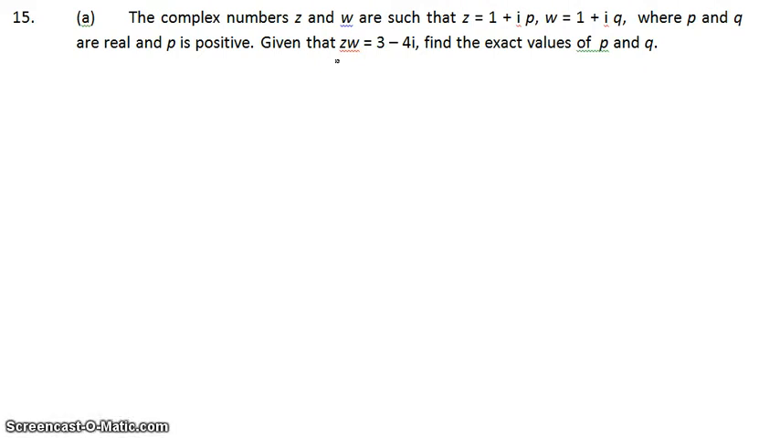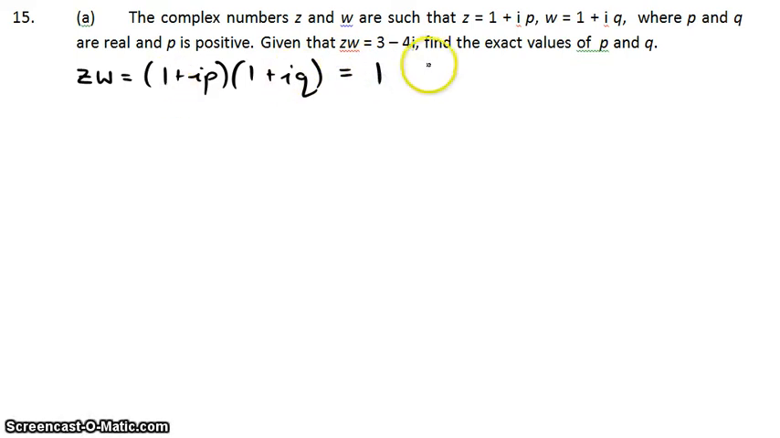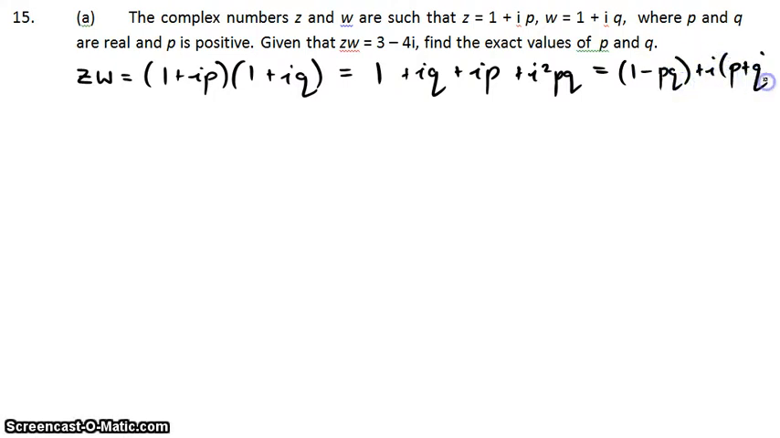So one good way of starting this question would be to work out what is zw in terms of p and q. So zw is equal to 1 plus ip, 1 plus iq. And what is that? That's going to be 1 plus iq plus ip plus i squared pq. And so what is that going to give me? It'll give me 1 minus pq plus i(p plus q). Right?